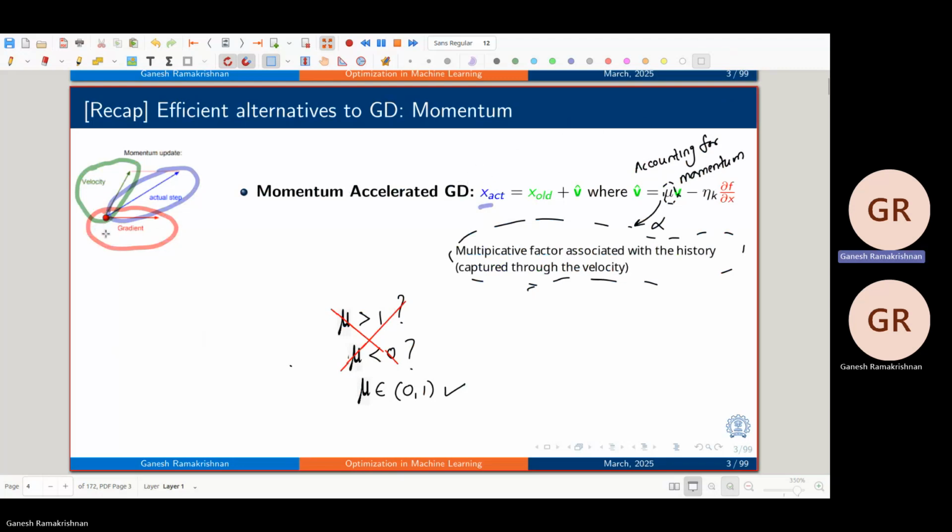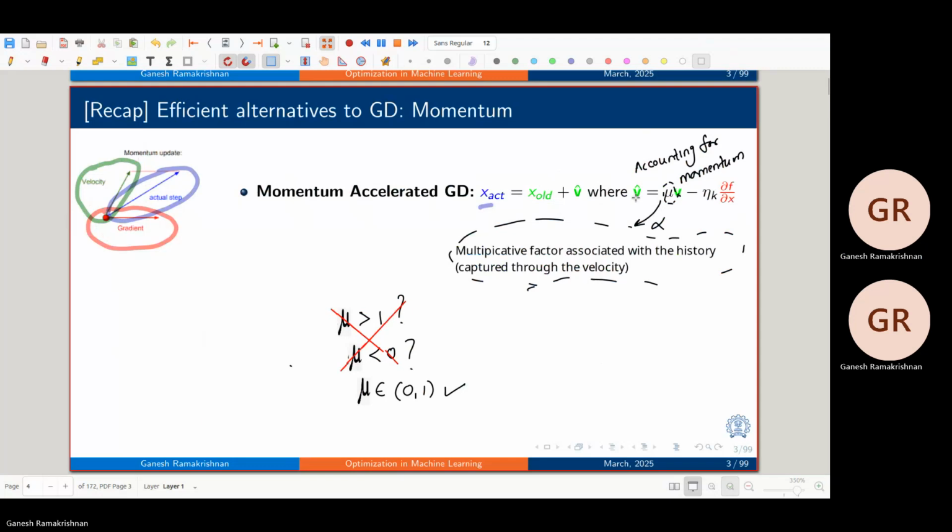Look at these points here, right? So we are at x old. X old is basically this point here. And then we add to it a v hat. Now, the v hat itself has two components. One is what is called the velocity. The other is called the gradient. Very broadly, the gradient could be computed either at the current point or at the next point.